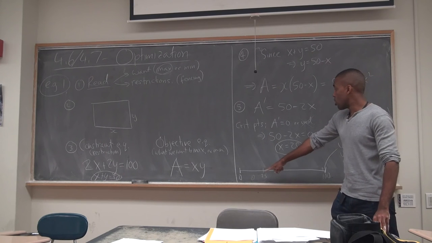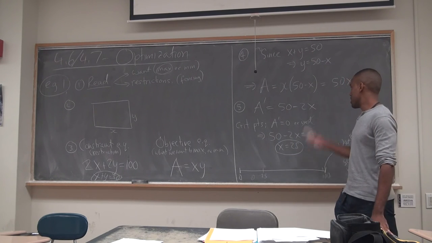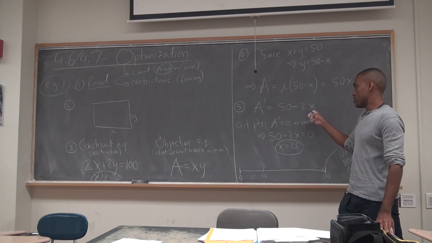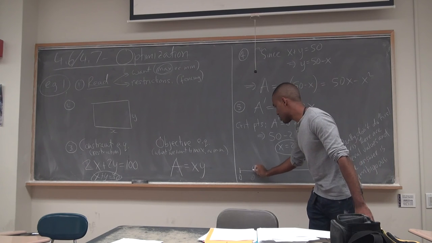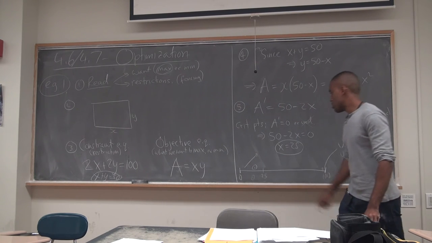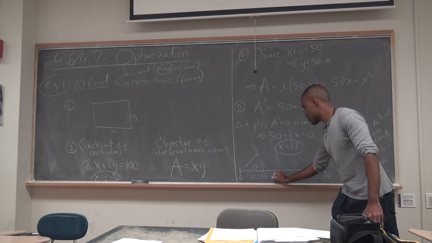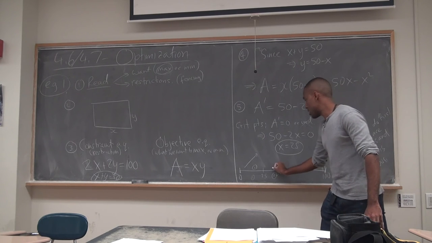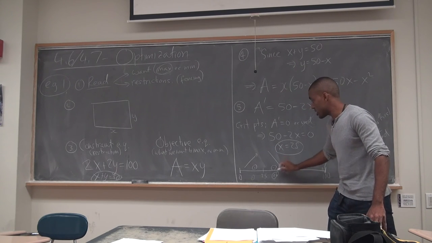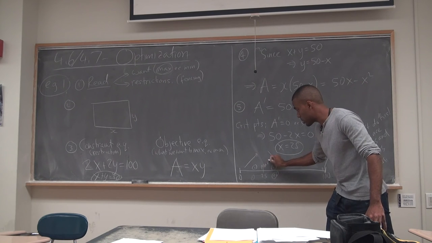Now I'm going to plug in a 1, you plug in the easiest one, into the derivative. You'll notice you get a positive number, which means increasing. Plug in a number over here, like a 26, and you'll notice I get a negative number, which is decreasing. So this guy is actually a maximum.